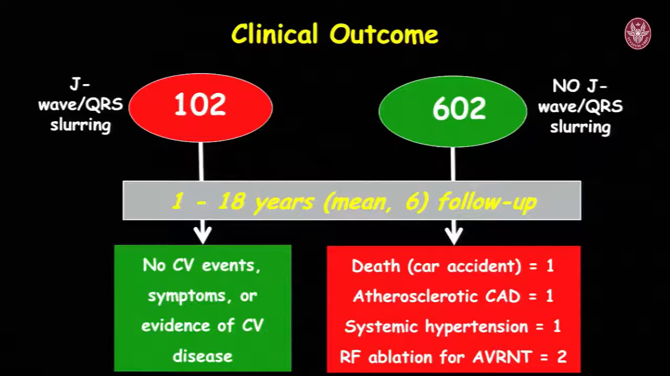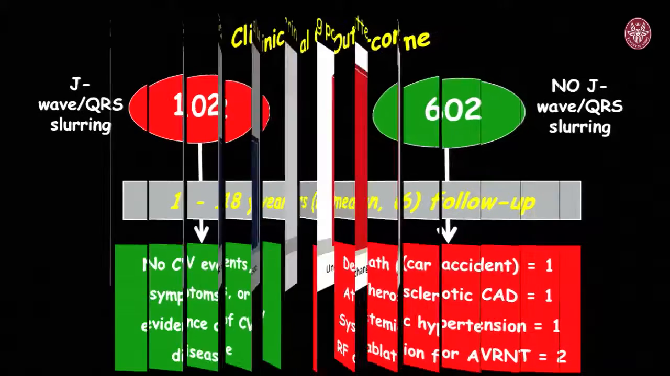So what is relevant from our observation is that the follow-up was not particularly prolonged. However, during this 6-year follow-up, we were relatively reassured that there were no events, no symptoms occurring in these athletes. So in other terms, this J-wave pattern in our athletes seems to be a benign expression of electrical remodeling of the athlete's heart, another electrical expression of the athlete's heart.